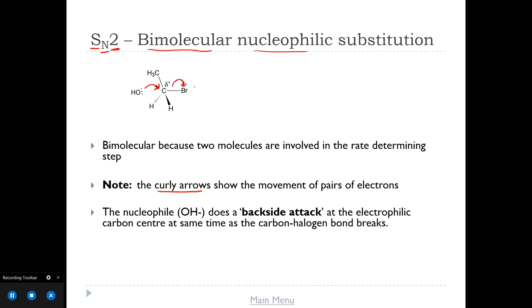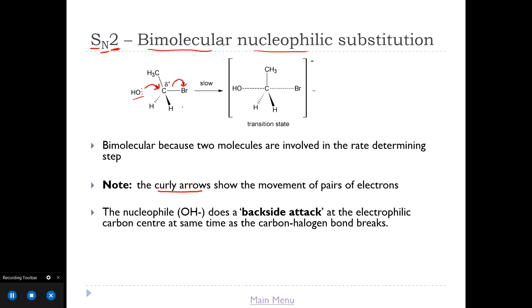Because the hydroxide is attacking from the opposite side, and this will always be true for SN2 reactions, the hydroxide is attacking from the opposite side of the halogen, we call this a backside attack. When we get into some more advanced organic chemistry and start looking at stereochemistry, we'll come back to this and examine some specifics of what happens. But for right now, I'm just going to give you the name backside attack because it's from the opposite side of the halogen, and the bond is made at the same time the halogen bond breaks.